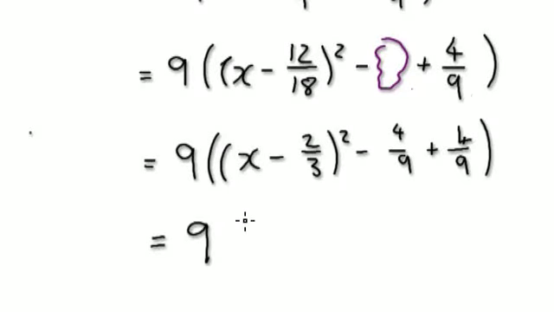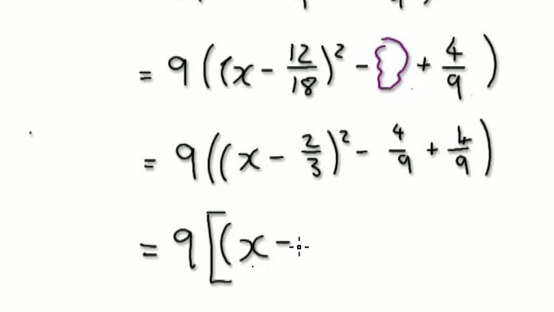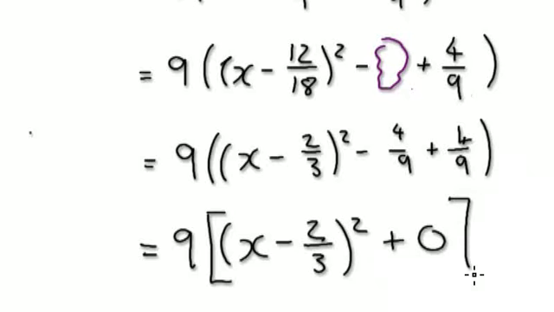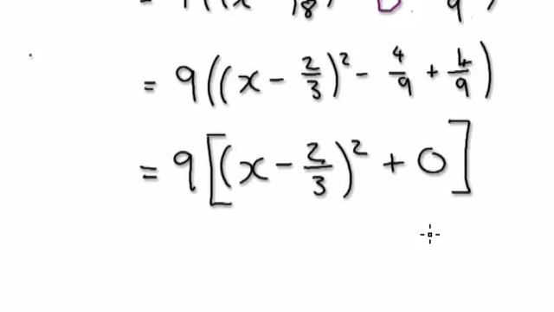Well, it's like me doing this. Rather than me having curly brackets, I'm going to change this to square brackets. It looks neater. So it's like this: x minus 2 over 3, and then squared, and then this here I could imagine as this, plus 0 here. So this is like this here, and this is a key stage.